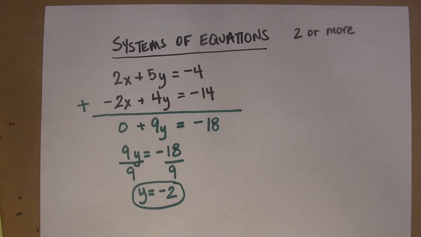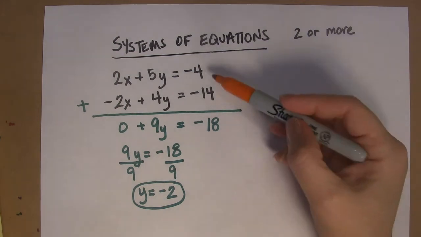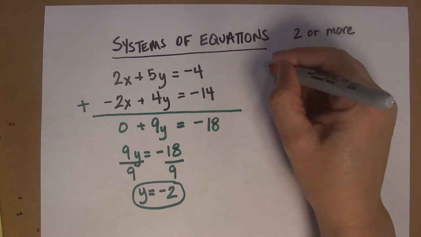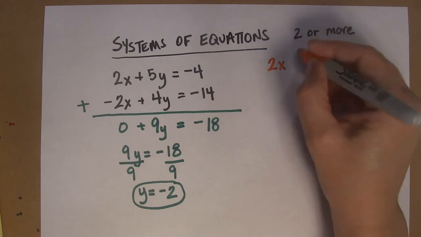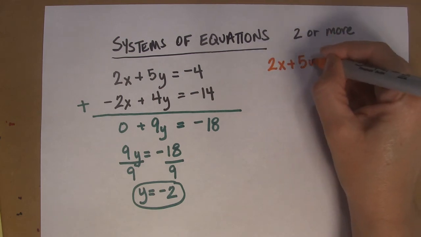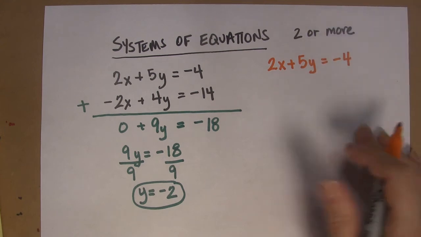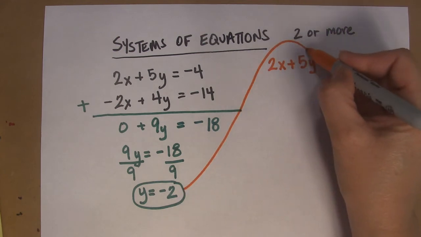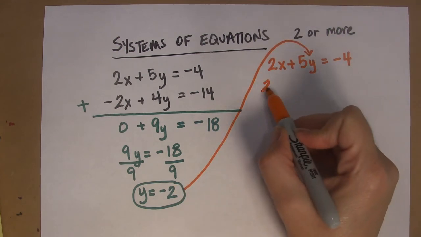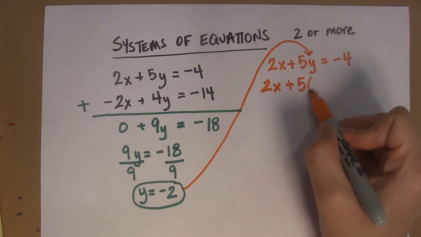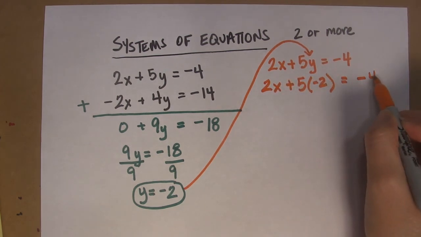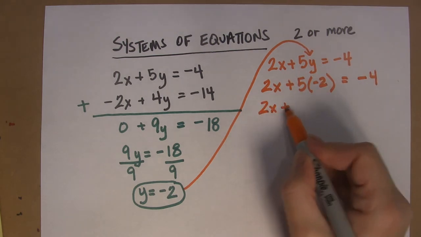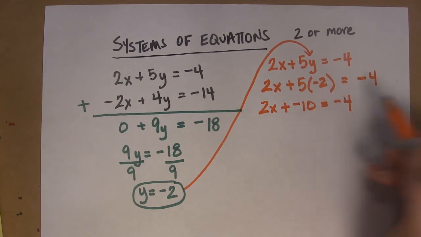Now that I've determined what y is, I come back and pick whichever one of these equations feels good to me. I'm going to pick the first one. But this time when I write it, I'm going to put a negative 2 in for y, because that's what I decided y equals. So this becomes 2x plus 5 times negative 2 equals negative 4. Let's solve. I'm going to do the multiplication first: 2x plus negative 10 equals negative 4.